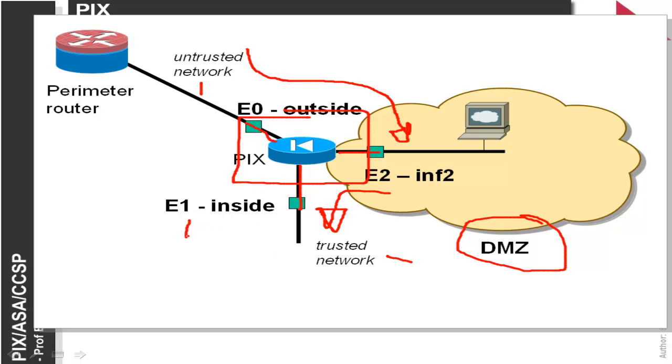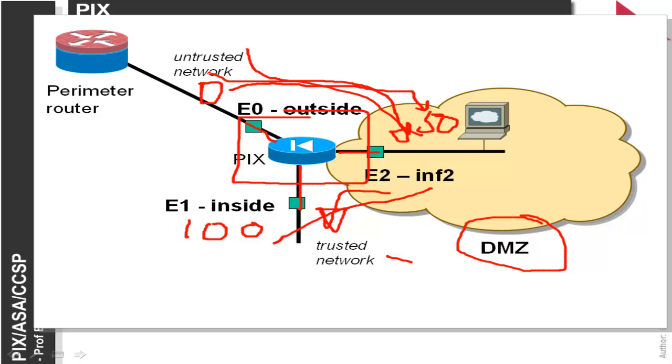Each port is given a security level. Typically this is defined as 100. This could be a security level 50, and then this could be 0. Traffic is not allowed to flow from a lower level security priority into a higher one. So we can see here traffic would be allowed from here to here and from here to here, and also from here to here, but not any of the other directions.